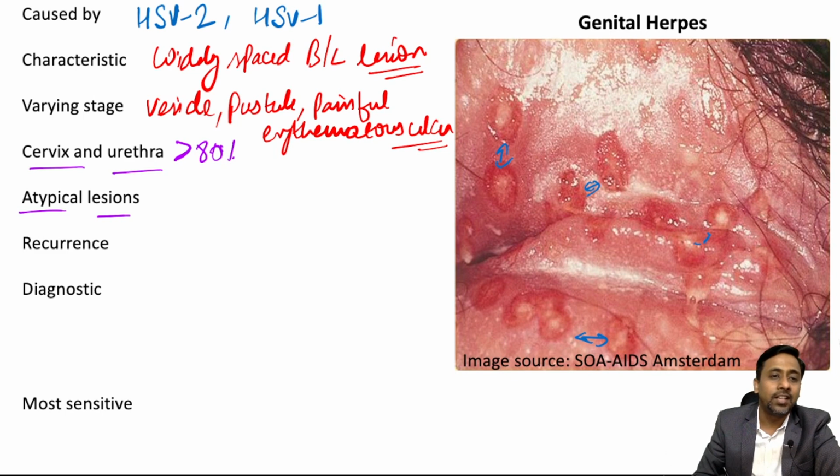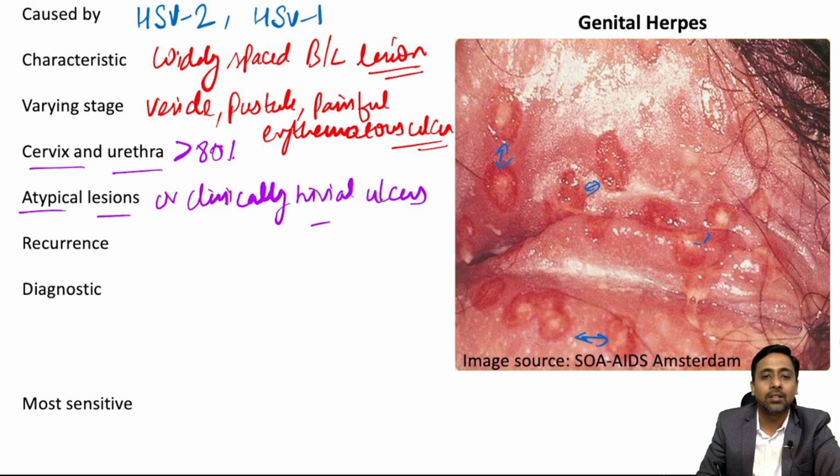So this atypical lesion or clinically trivial ulcers are more common manifestations of genital herpes compared to that usual, whatever I told you, this painful erythematous ulcer. Okay, and recurrence, if you see, recurrence is more common with HSV2 compared to HSV1 infection.